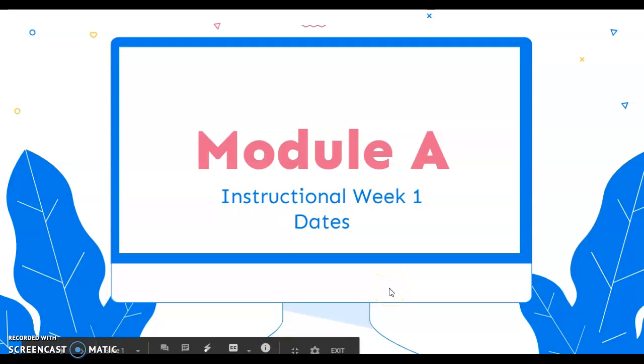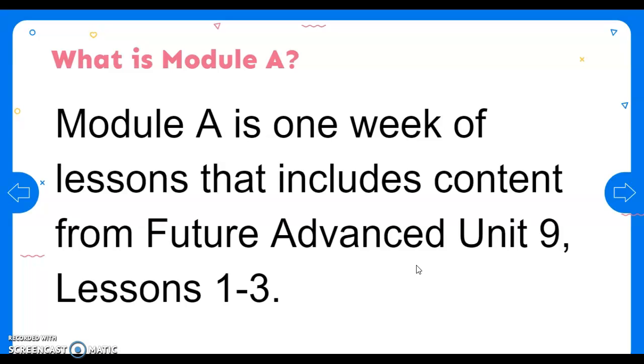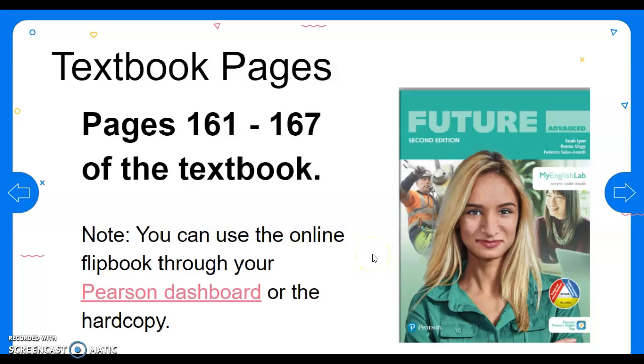Welcome to Module A. This is a short presentation to orient you to the activities you will be doing this week. Module A is 1 week of lessons that includes content, but is not limited to Future Advanced, Unit 9, Lessons 1 through 3. That means you'll be using pages 161 to 167 of the textbook.